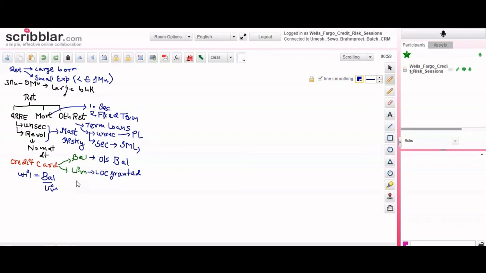Let's say there are two borrowers, Seva and Chetan. I see that the utilization of Chetan is 80%, whereas that of Seva is 50%. Does that necessarily mean that Chetan is a more risky borrower than Seva? Not necessarily, because you may be using your card more, or you may have a greater limit because you had greater affordability.